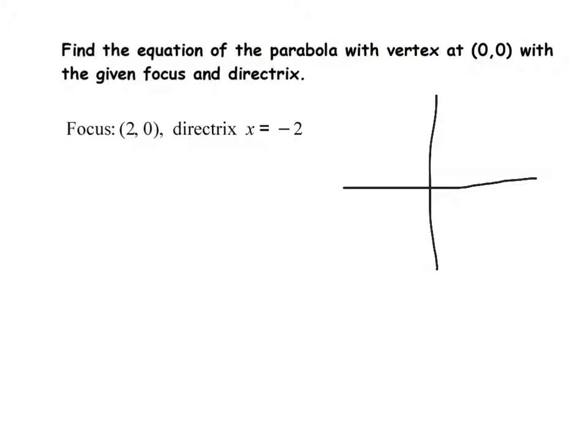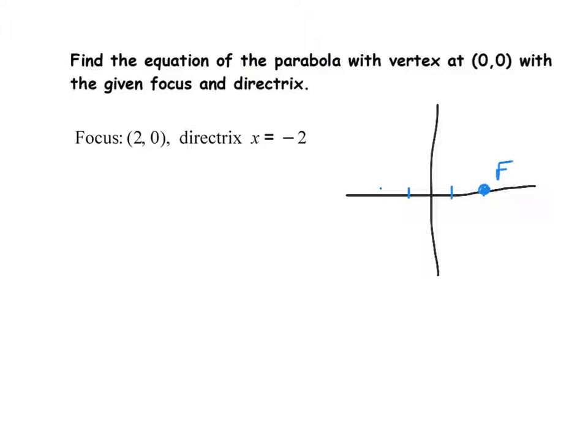So I'm going to plot the focus. The focus is at (2, 0). So right here is my focus. My directrix is a vertical line at x = -2. So right about here. That means that my parabola, which has the vertex at (0, 0), cannot open up or down. It can only open to the right, because our focus has to be inside the parabola and the directrix on the outside. Once I have it sketched, I can give the general form of that equation, which is x equals 1/(4p) y squared.